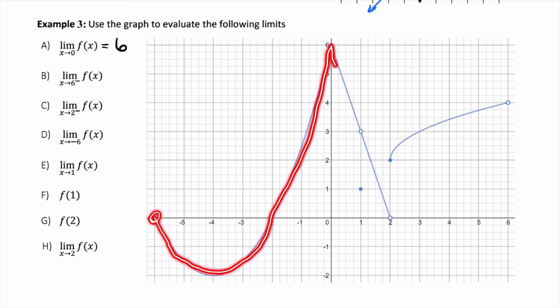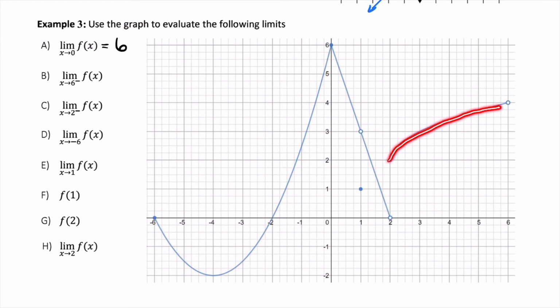So as I approach this guy right here, only from one side, right? If I only approach from one side, it always exists. The only time you might get DNE is if it's from both sides. Okay, so it's from the left side. So as I approach, which y value am I approaching? 4.